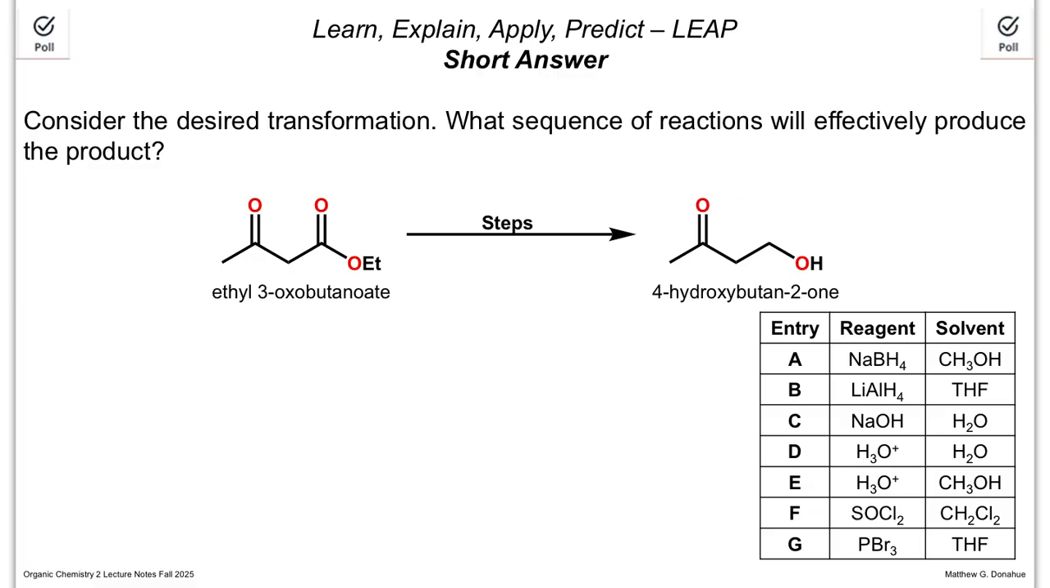So let's consider this transformation shown here. The first thing I want to do is just identify the oxidation state. So we have an ester, that's 3. And then we have a ketone, that's 2. In the product, we have the ketone, that's still 2, and now we have a primary alcohol, that's oxidation state 1.